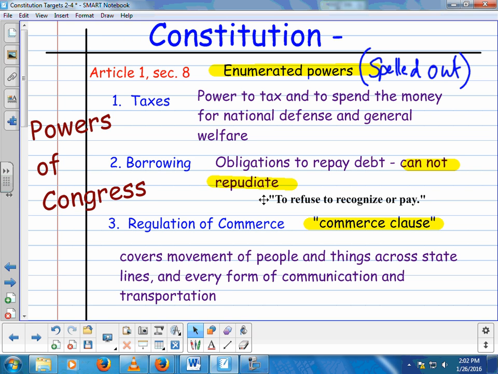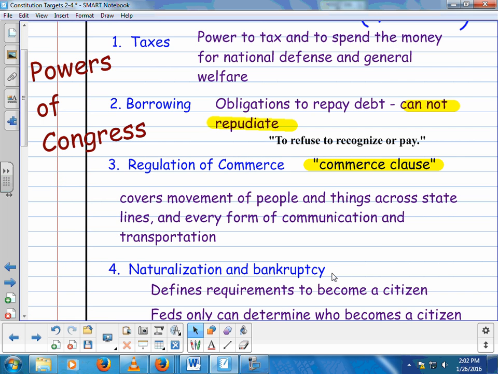We're going to talk about the regulation of commerce. This is number 3 here, the Commerce Clause, and it covers the movement of people and things across state lines and every form of communication and transportation. This is a very broad clause, meaning that movement of people can include most anything. Most of the time here, it means movement of people across state lines.